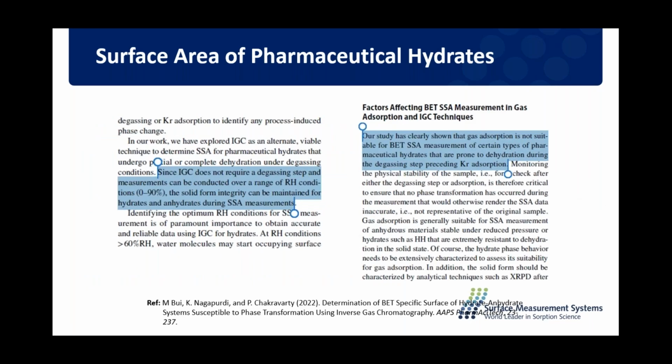Some of the conclusions from this paper are that since the IGC does not require an outgassing step at cryogenic temperatures and low pressure conditions, and we can do it at different relative humidity conditions, it was the only way to maintain the hydrates in these surface area measurements. And finally, gas sorption is not suitable for BET surface area measurements of certain types of pharmaceutical hydrates, going again to those cryogenic and low vacuum conditions.